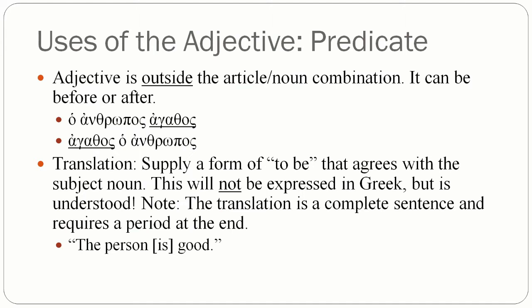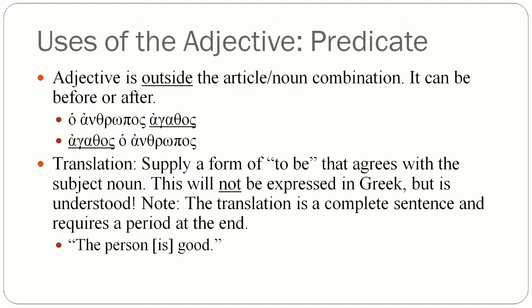This is different than the attributive adjective. The attributive adjective is giving you a description of something: the good man, or the good commandment in the example of the last slide. Whereas the predicate adjective is a bit stronger. It's making an assertion about something. The person, or the man, is good. All right, so I hope everyone can see that.